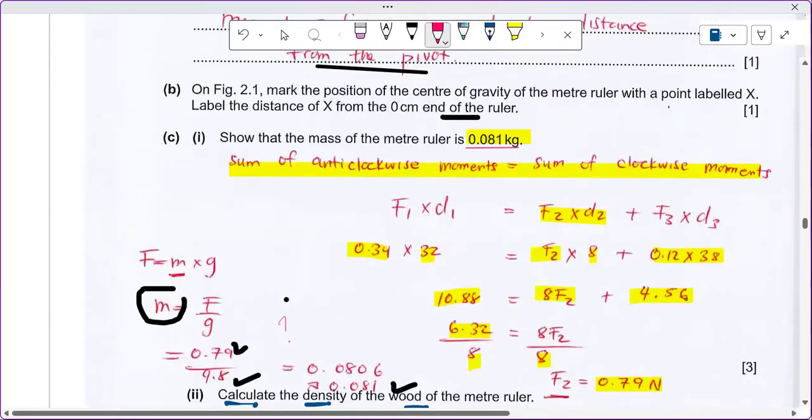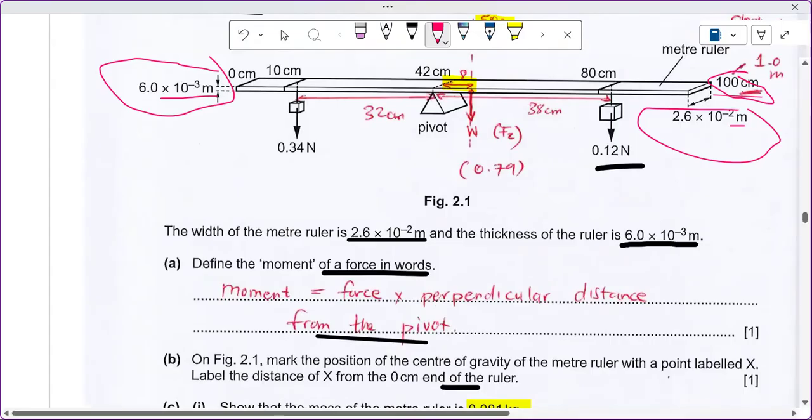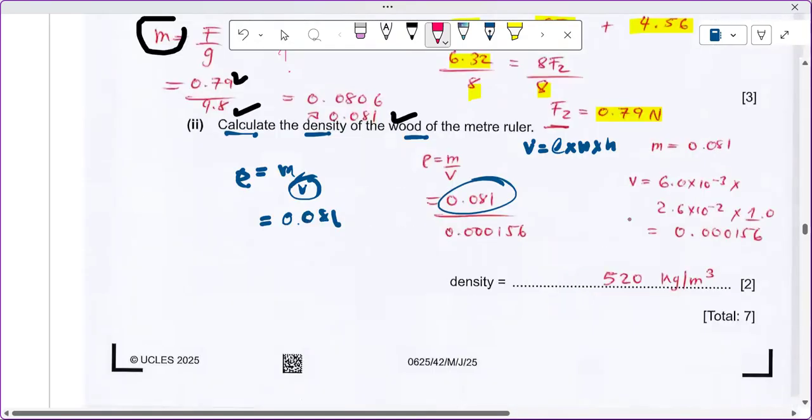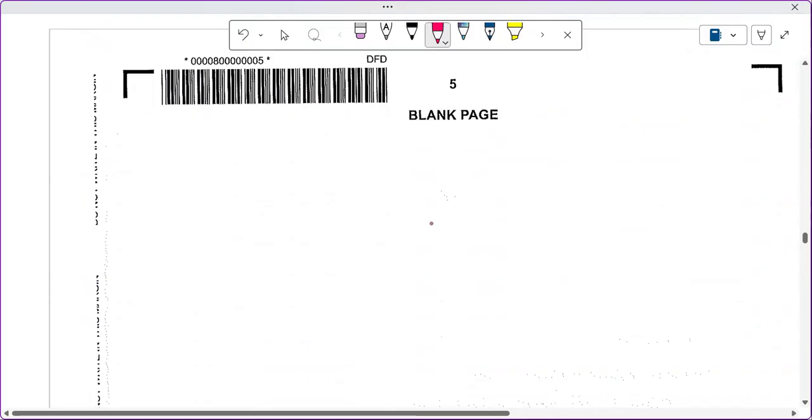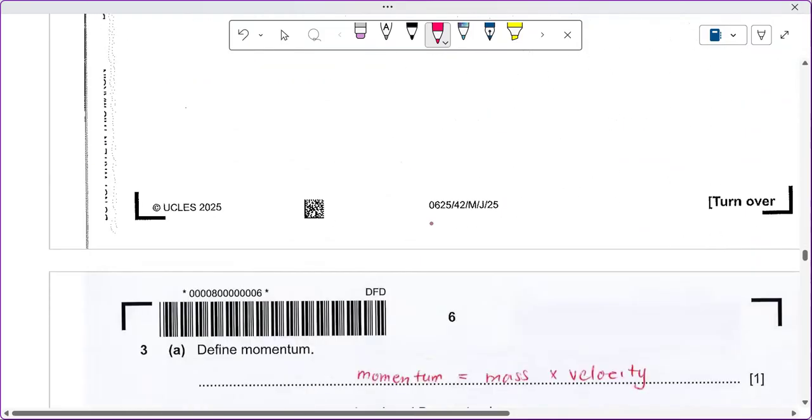So I need to take this one here and literally convert it into meters. I need to divide it by 100, which just becomes 1. So then I will have the three values now. It's going to be 6.0 times 10 to the power of minus 3, 2.6 times 10 to the power of minus 2, multiplied by 1 to give me this volume. Now that I have my volume, I can plug it into the formula. Then I get my answer exact to two significant figures with the unit to then get my 2 marks. So that's generally what you're supposed to do for that one.